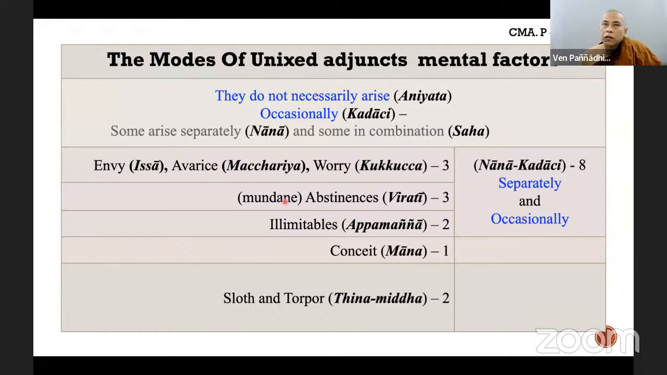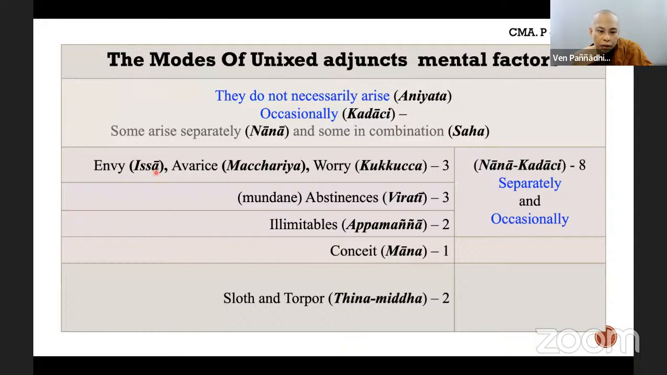If we talk about the mundane consciousness associated with virati, how many consciousnesses? Eight. The eight great wholesome, right? Yes, eight great wholesome. So this is not connected to the arahat. So abstinence in mundane consciousness arises separately and occasionally. And also the illimitables, appamanna, too. Always, they arise separately and occasionally. Okay, let's start here.